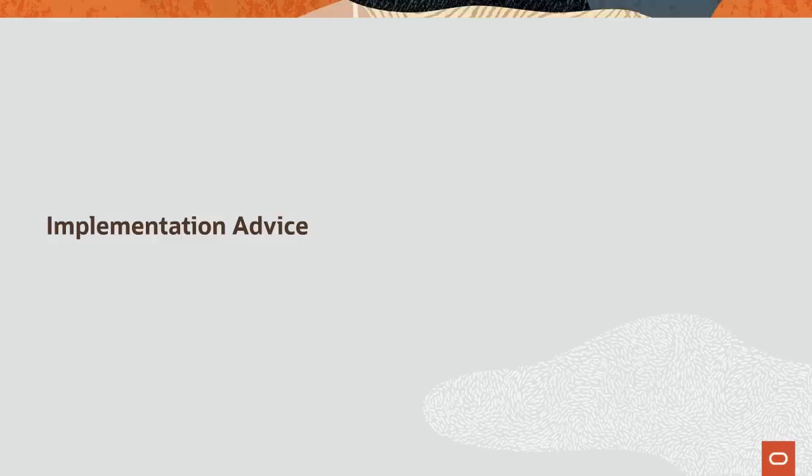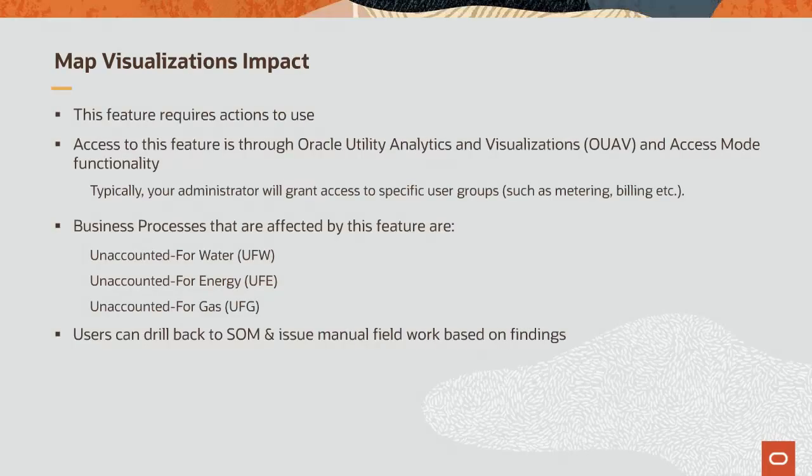In this section, we provide implementation considerations and setup instructions for the enhancements covered. Maps require actions to be performed before they are available to users. The maps can be accessed through standard Oracle Utilities Analytics Visualizations and access mode functionality. Typically, your administrator will grant access to specific user groups such as metering, billing, etc.